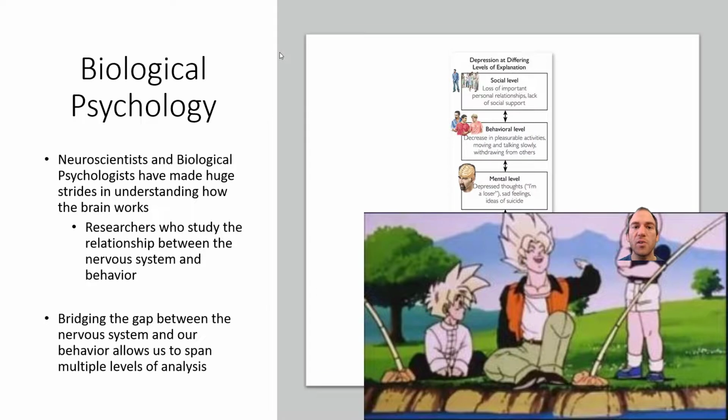Biological psychology or biopsych, it doesn't matter, it's more or less the same thing. Just different names for the same thing. It's a great thing about psychology, it often happens. So neuroscientists and biological psychologists have made huge strides in understanding how the brain works. They are researchers who study the relationship between the nervous system and behavior. These scientists help bridge the gap between the nervous system and our behavior, and allow us to span multiple levels of analysis.